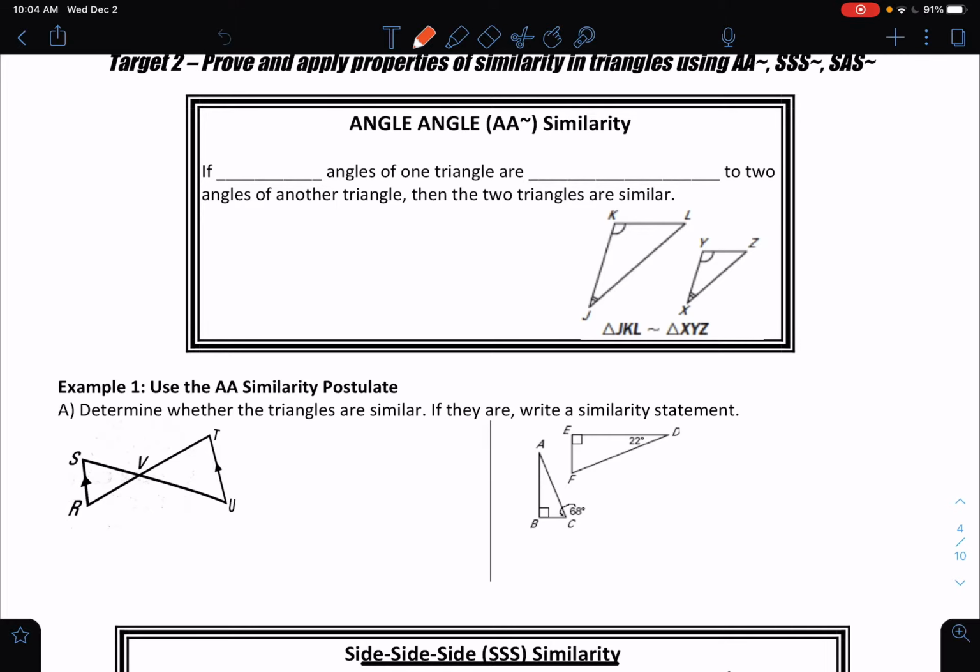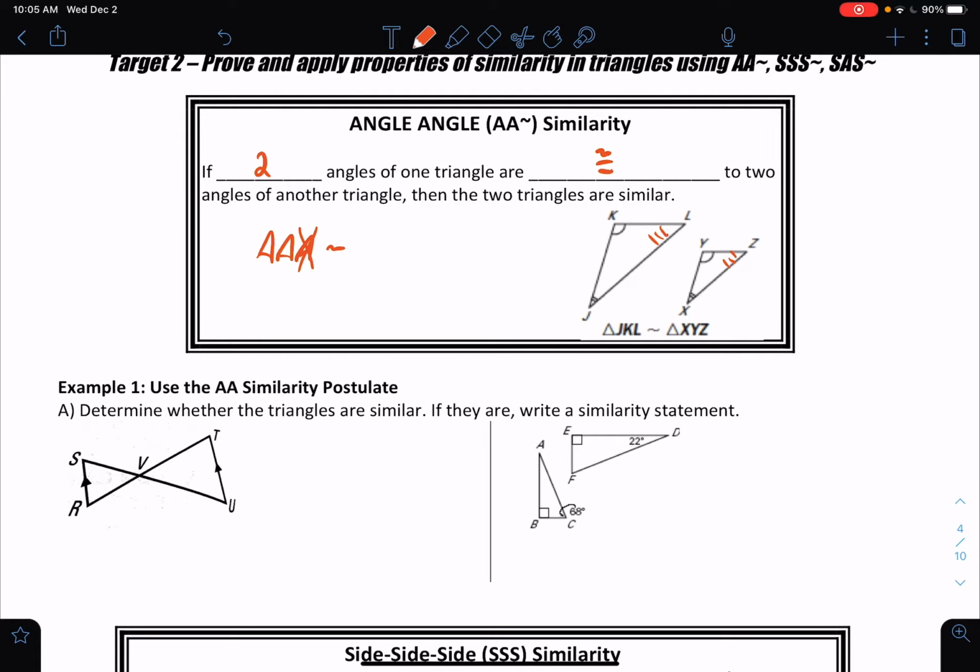Okay, so the first similarity is angle-angle similarity. If we have two angles of one triangle that are congruent to two angles of another triangle, that's enough to show that the two triangles are similar. You might be asking yourself, why don't I need to show all three angles? Well, remember, if you show two angles are congruent, you automatically know the third angles are congruent. That's the third angle theorem of triangles. So if we can show two angles of one triangle are congruent to two angles of the other, that's enough.